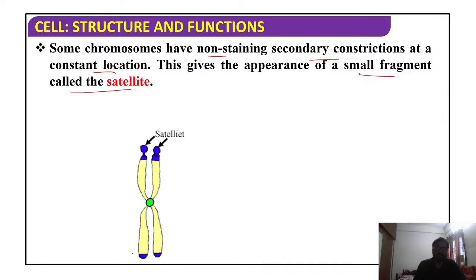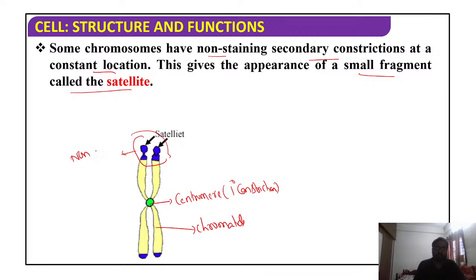Students, this is the full structure of the chromosome. This is called the centromere. Hope you are understanding the concept better, students. It is nothing but the primary constriction. These are the chromatids, two sister chromatids, right? You see here, some chromosomes have non-staining regions, which means you can't stain them.